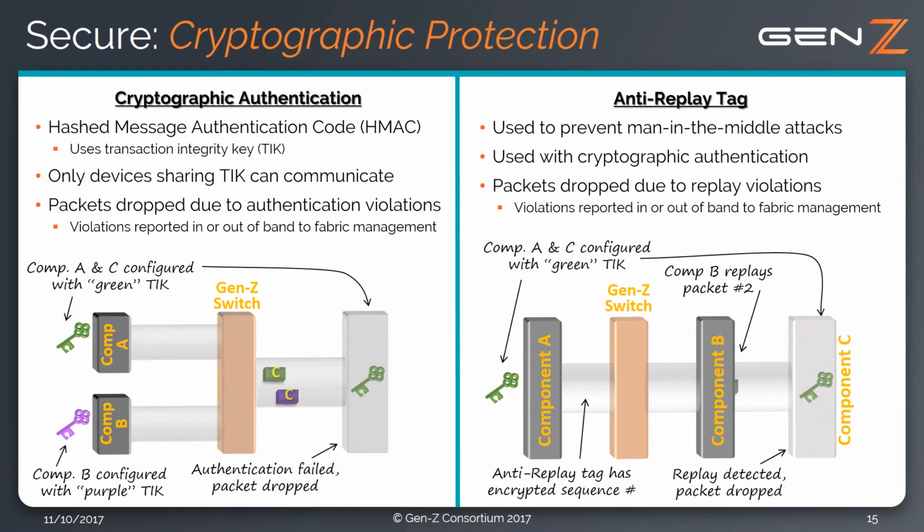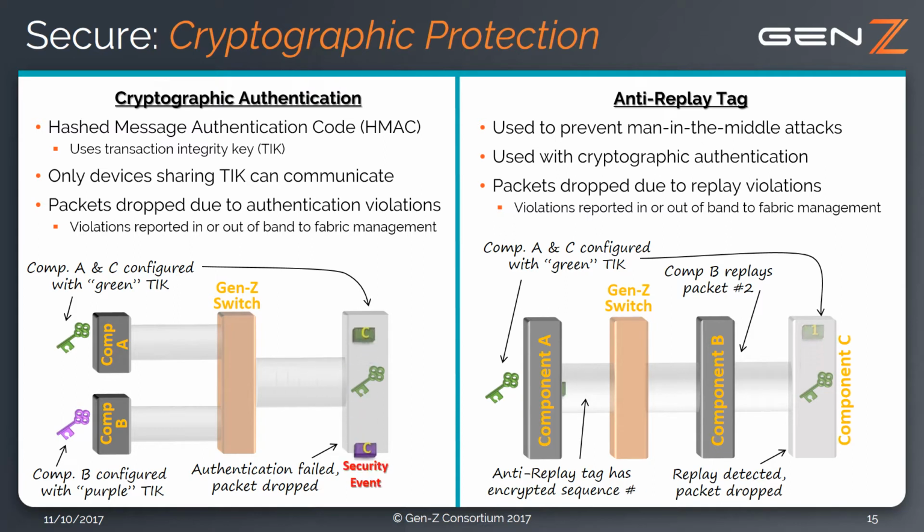In our example in the bottom left, component C is configured to use the green transaction integrity key for secure authenticated communication to the fabric. Component A sends a packet to component C with an HMAC inserted that was calculated using the green transaction integrity key. Component B, on the other hand, sends a packet to component C with an HMAC inserted that was calculated using its purple transaction integrity key. Component C accepts and processes the packet from component A because the sent and calculated HMACs match. Component C drops the packet from component B, makes an access violation entry into the audit log, and issues a security event to the fabric management because the sent and calculated HMACs do not match.